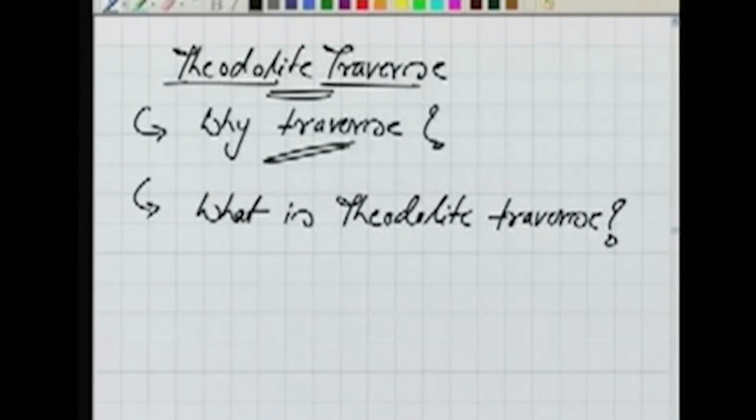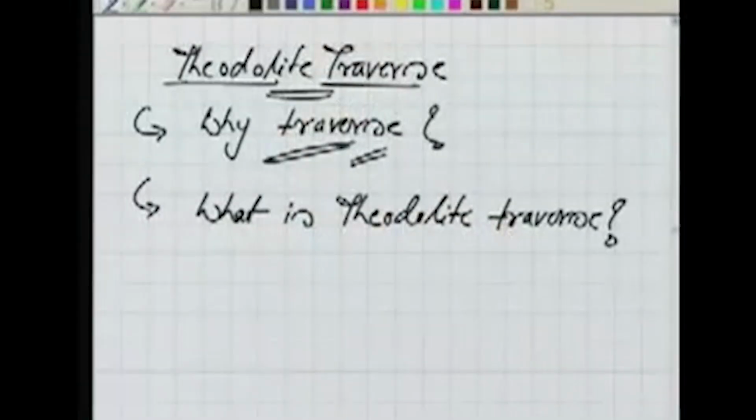Why traverse? We have already answered this question when we were talking about the compass. Traverse has many advantages. You know, we can do the traversing anywhere. There is no restriction as far as the visibility and all those things are concerned. We can have shorter lines, longer lines, different kinds of angles. So we can follow the road line, we can follow the river. All these things are possible in the case of traversing. The computations are stronger.